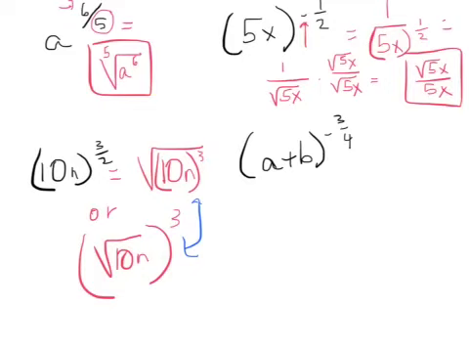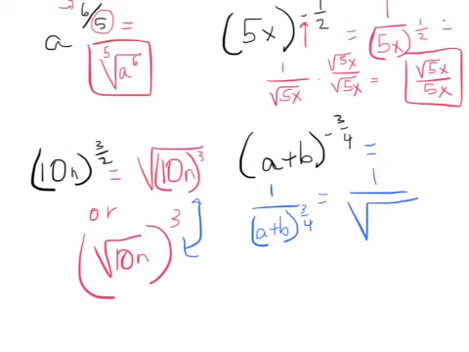For the last one, I have (a plus b) to the 3/4, which means I'm going to have 1 over (a plus b) to the 3/4, which is 1 over the 4th root of (a plus b) cubed. Now I want to rationalize this. I've already got 3 factors of a plus b, so all I have to multiply it by is the 4th root of one more factor of a plus b.